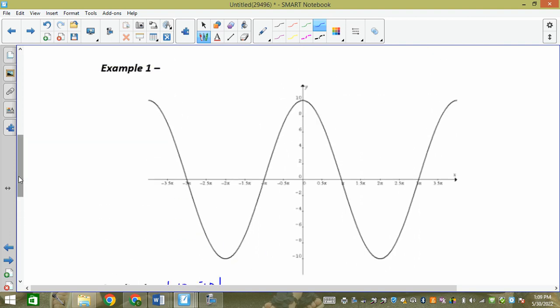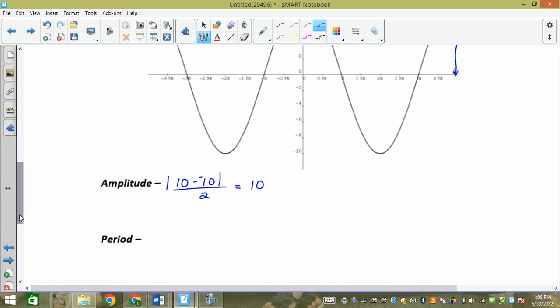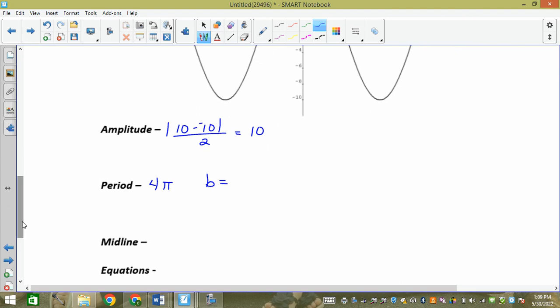We took the period. We always started on the y. In this case, we went from a max to a max, and the period was 4 pi, which was great. But the period didn't get me my b value. To get my b value, I did 2 pi divided by the period, or 360. In this case, it's 2 pi divided by the period. So it would be 2 pi divided by 4 pi, and we came out with a half.